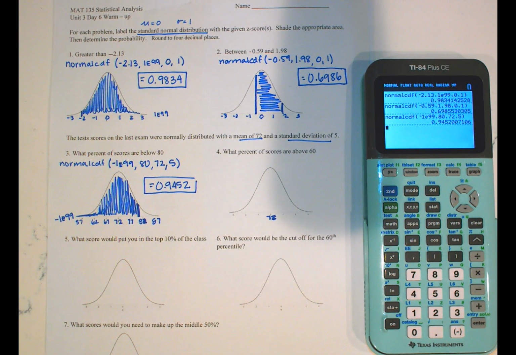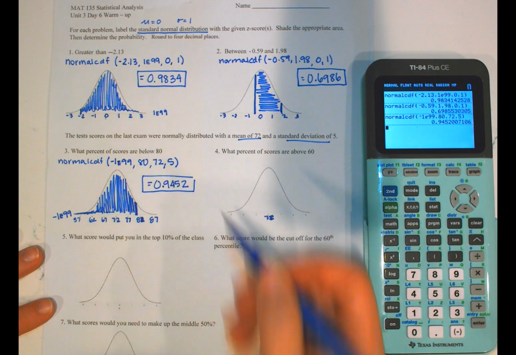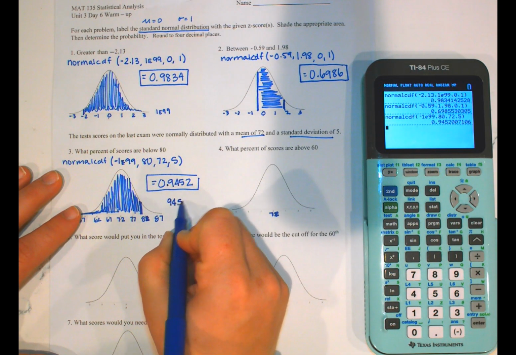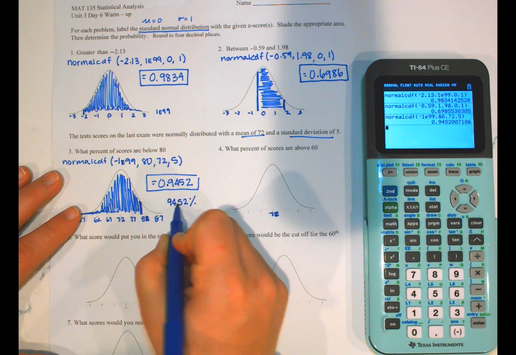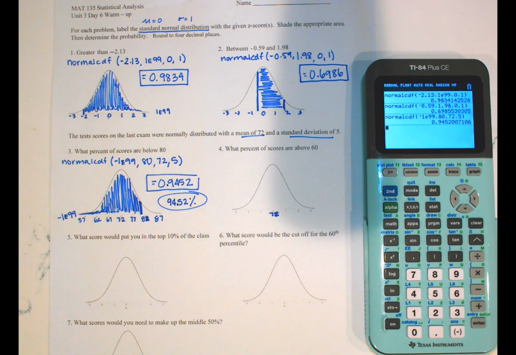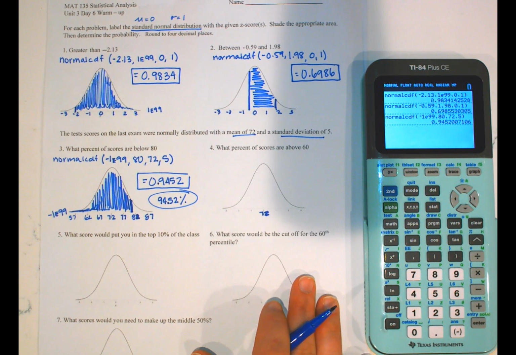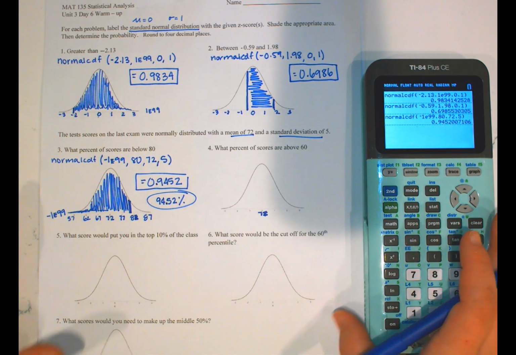All right, so we'll do the same thing for number 4. What percent of scores are above? And I'm going to leave this as a probability. If you want to turn it into a percent, we just move it 2 decimal places. So we get 94.52%. But I'm okay in this case of leaving it just as a decimal. So what percent of scores are above 60?